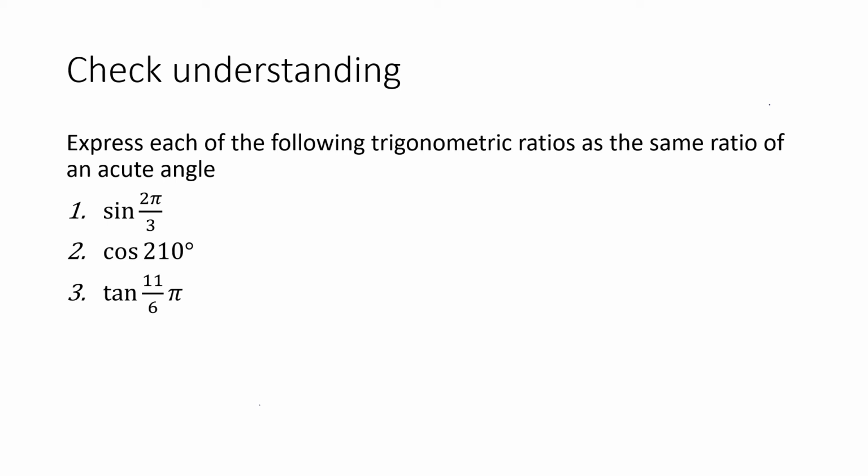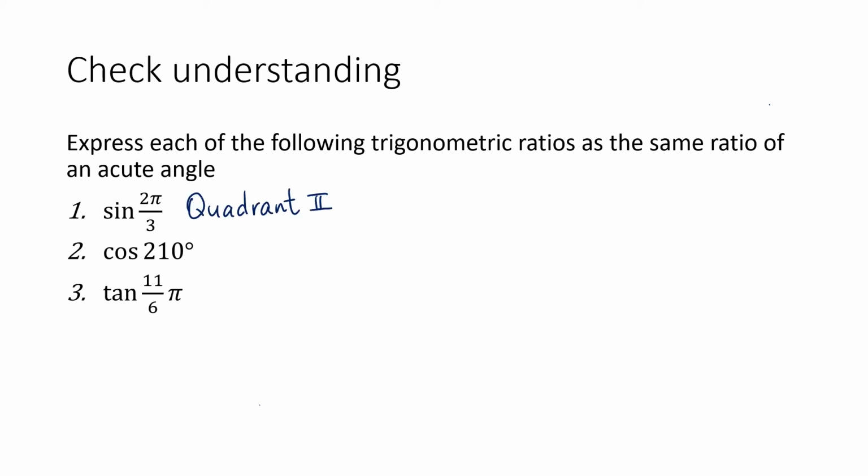Express each of the following trigonometric ratios as the same ratio of an acute angle. Now, once you see they say an acute angle, we know they're talking about our reference angle. So let's look at the first one. Sine 2 pi on 3. So this is the same as 2/3 pi. Recall that pi is half a rotation, or in degrees it is 180 degrees. 2/3 is greater than a half, but less than 1. So therefore 2/3 pi would fall in the second quadrant.